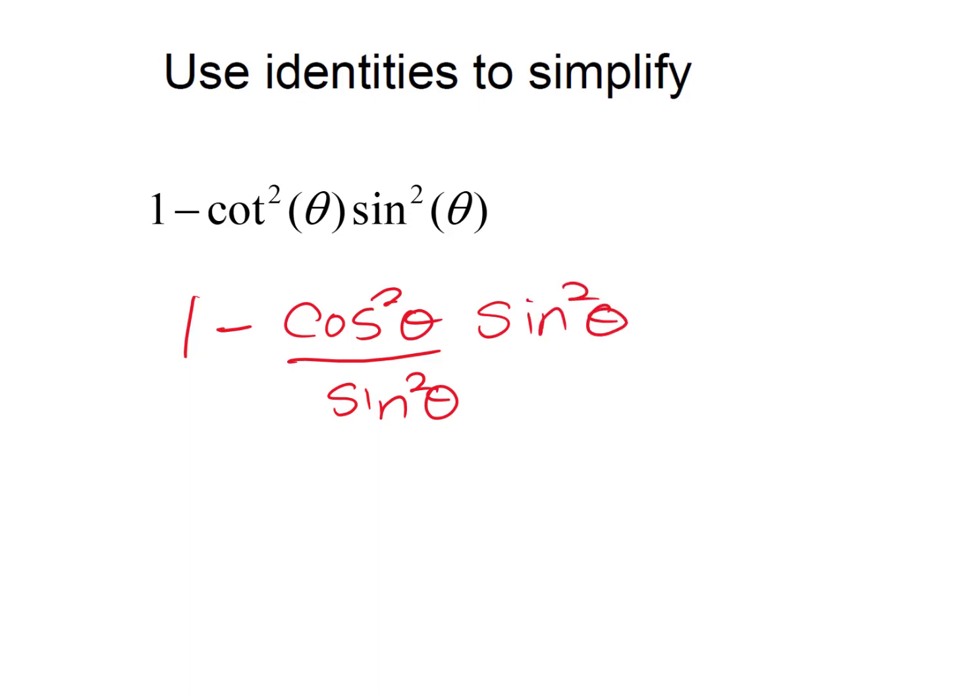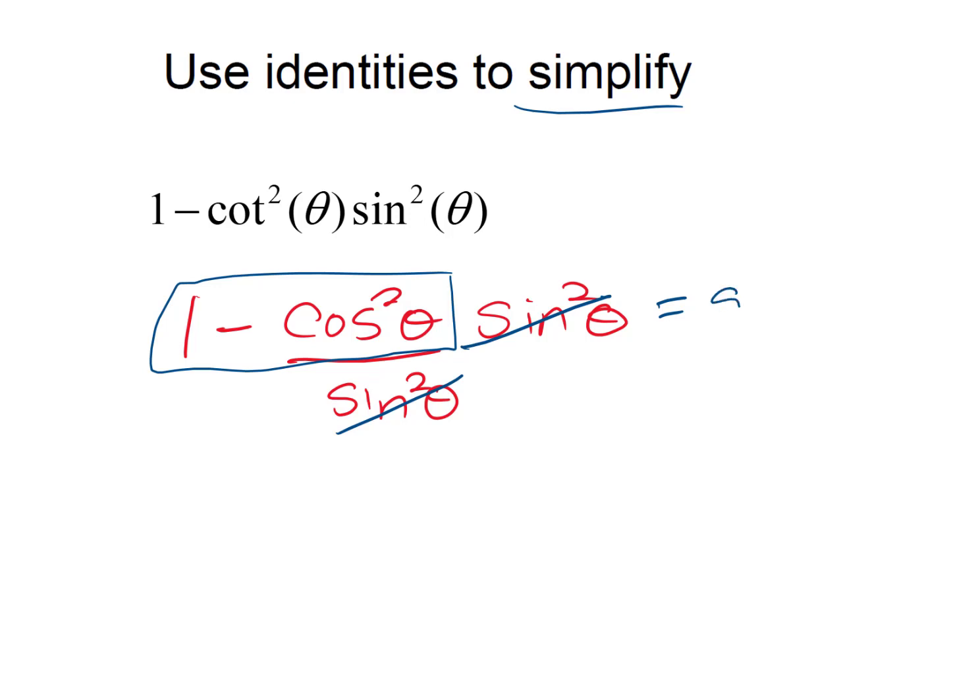Now that helped me because I can reduce these and cross out the sine squareds. I have 1 minus cosine squared theta, but I want to write that to be simple. The fewer the terms, and if we can write it without fractions, those are considered more simplified. So what is 1 minus cosine squared theta? Well, in that Pythagorean identity we had solved for sine squared, that is sine squared theta. So I've simplified that down to sine squared theta.